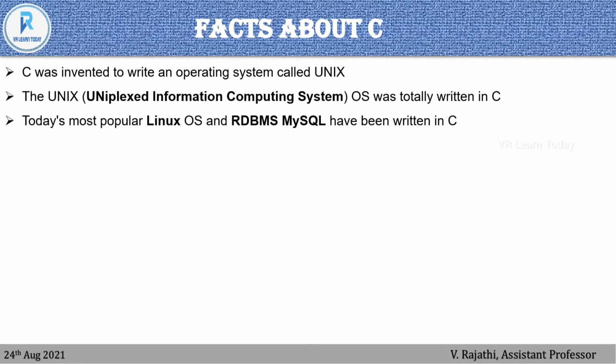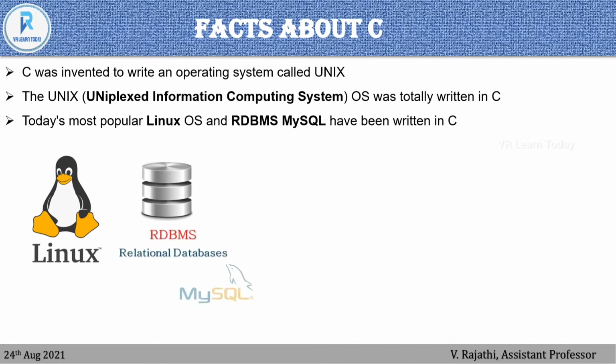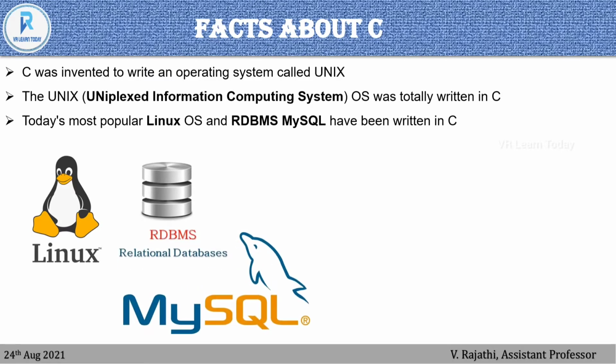So, facts about C. C was invented to write an operating system called UNIX. UNIX is nothing but Uniplexed Information Computing System. It was an OS totally written in C. Today's most popular Linux OS and the RDBMS MySQL have been written in C.